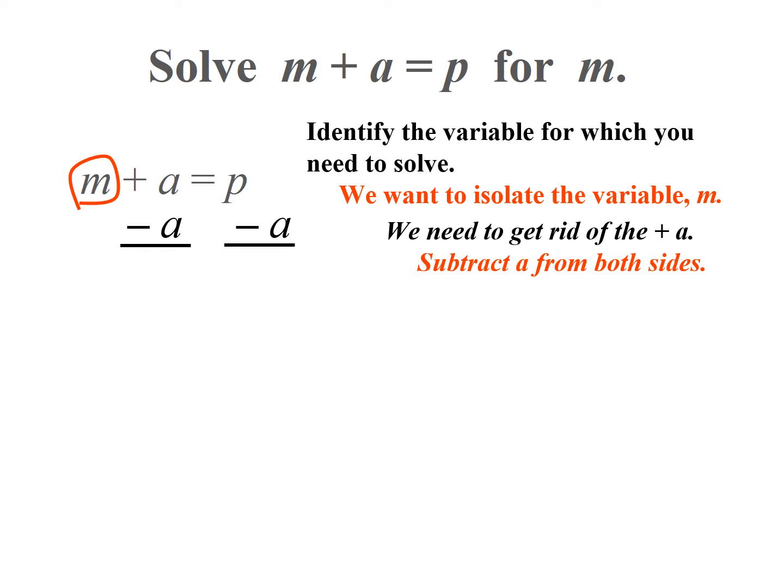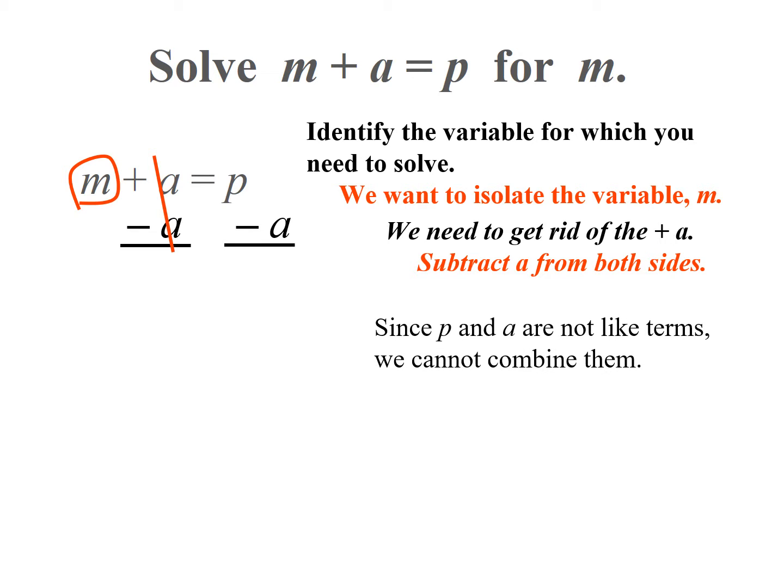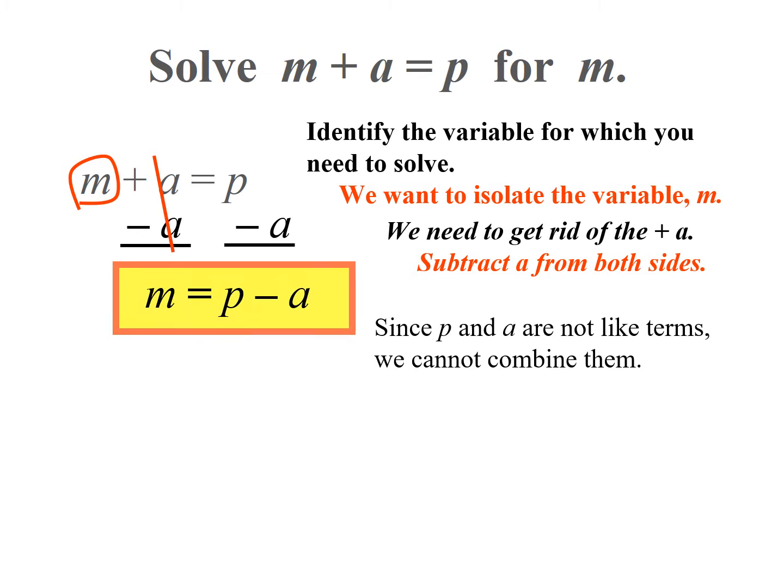Looks like this. The a's cancel. And since p and a are not like terms, we can't combine them. So we end up writing them side by side like so. That was a one-step equation. It only took one operation to get to the answer, and it's solved. Okay, that's solving a literal equation. Great job.